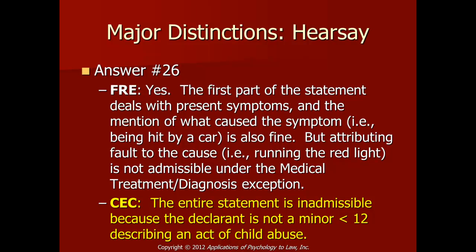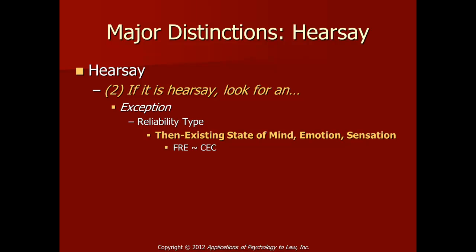Now, under the California Evidence Code, the entire statement is inadmissible. Why? Because the declarant is not a minor less than 12 describing an act of child abuse. So in order to get that statement in California, you would have to argue that it was going to the person's then existing physical condition, i.e. their throbbing in their left leg. And that's what this one is, the then existing state of mind, emotion, or sensation.